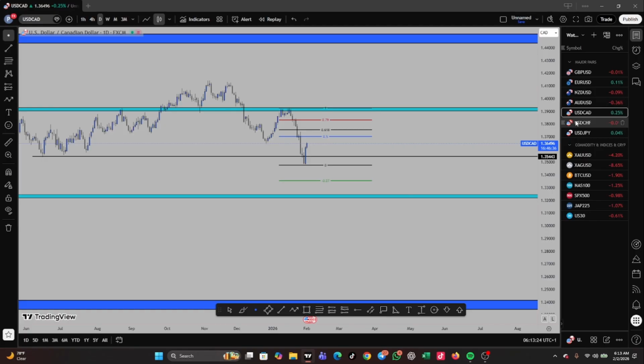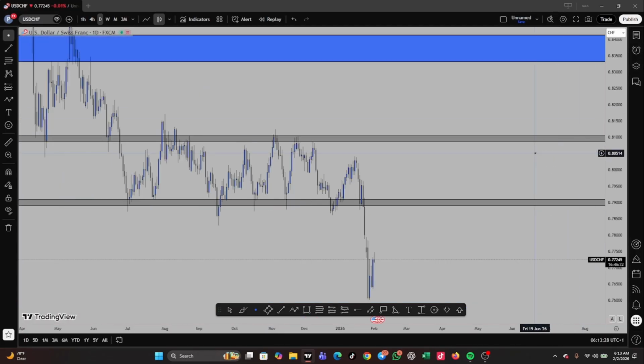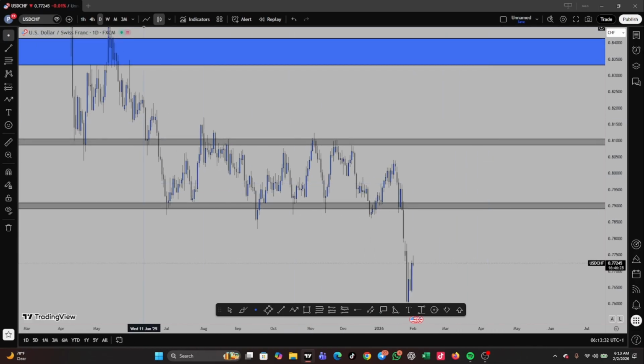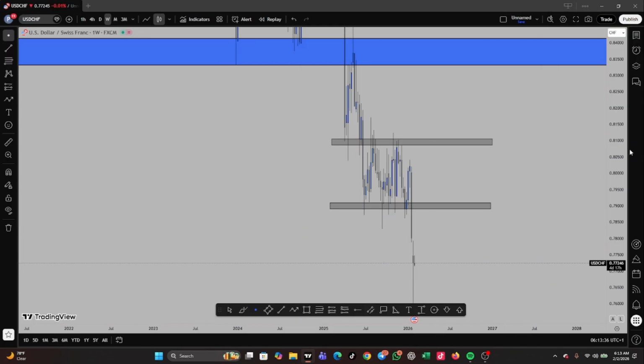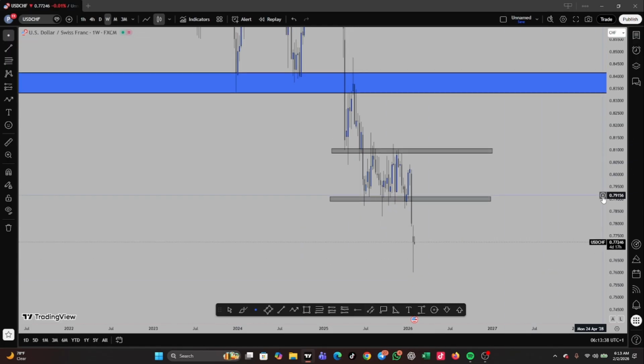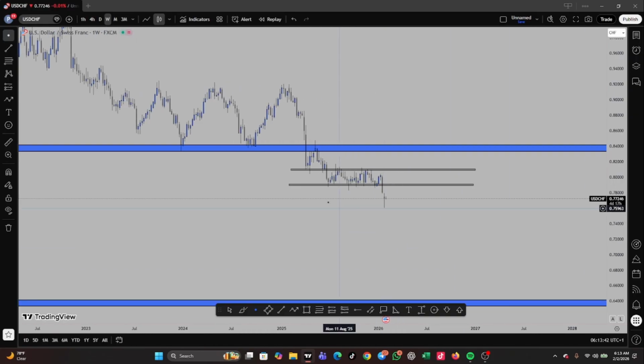The next one is USD CHF. USD CHF has been able to break out of a major consolidation phase. So now I can look to set myself up for a bearish continuation movement. This market has been ranging for a very long time, so I stay out.